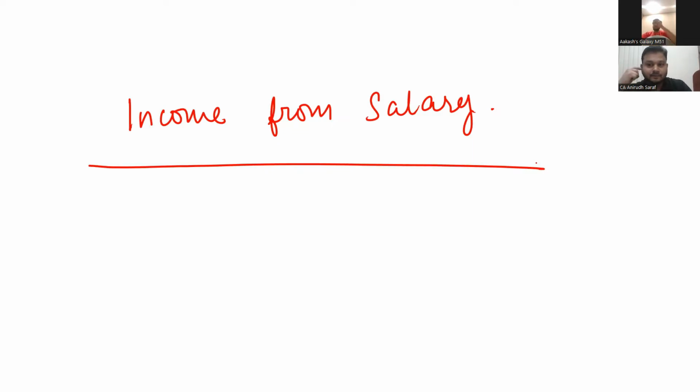Amount received by an individual, when is it called salary? Yes, it is a salary. I'm asking you a question. What is salary? Salary is the amount received by an individual. That is what salary is. Okay, amount received by an individual.